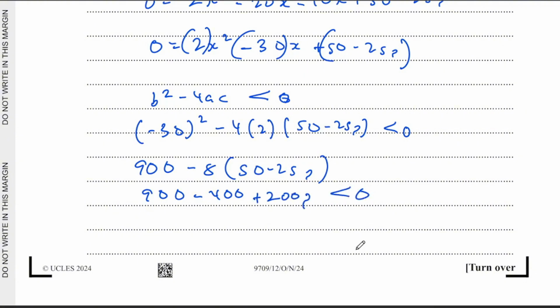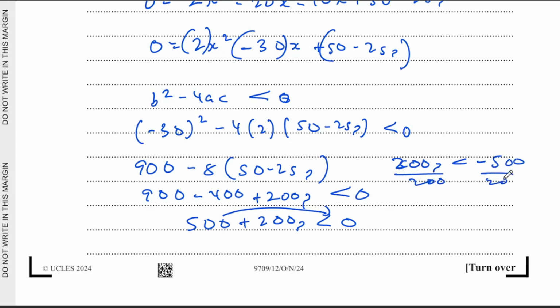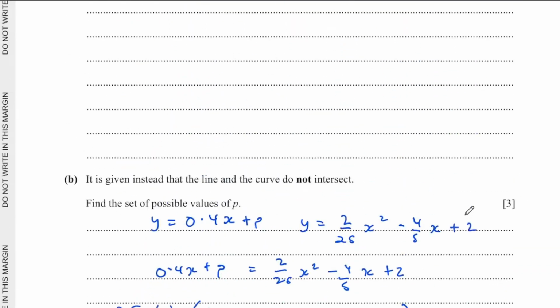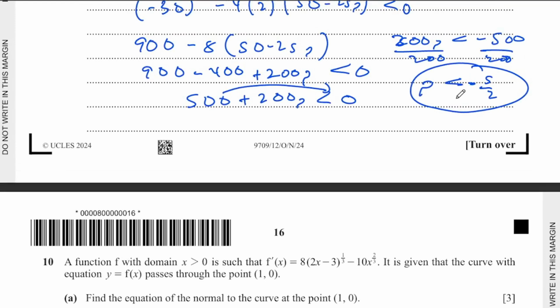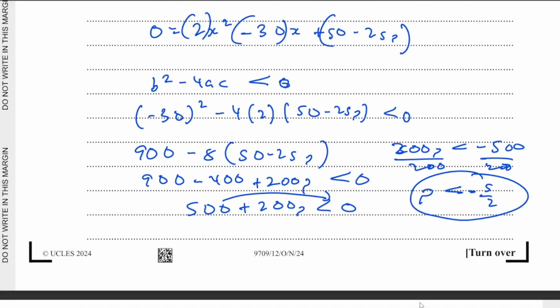We want this to be less than 0 again. So this will become 500 plus 200p less than 0, which will just be 200p is less than negative 500, so p is less than negative 500 over 200. P should be any value that is less than negative 5 over 2. As long as this happens, the curves will never intersect. In this case, we got p to be negative a half, which is greater than negative 2.5. That's why we got points of intersection.